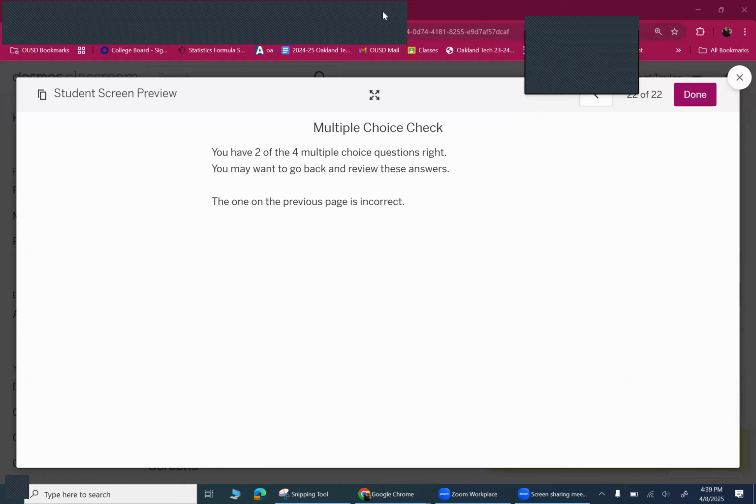So let's stop it. How do I stop this thing? I always have trouble stopping it.